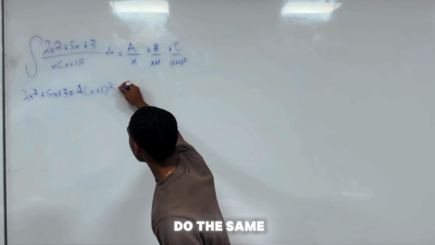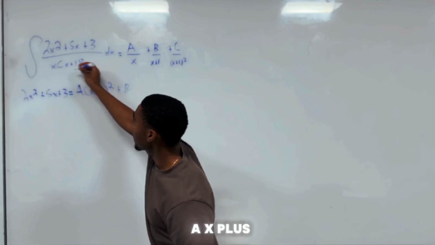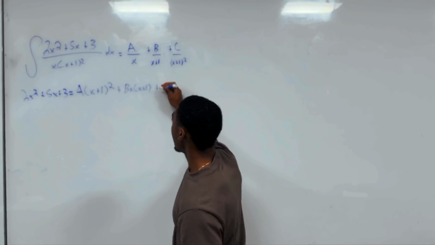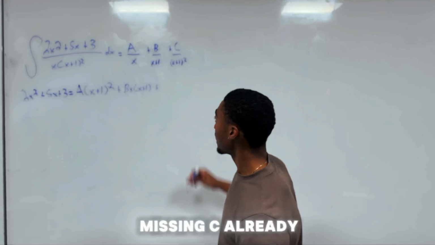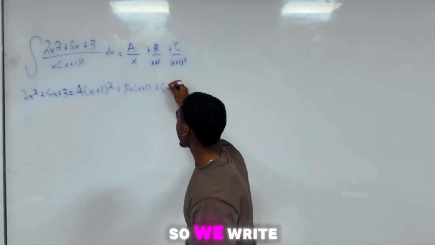Cool. Now we do the same thing for b. What's b missing? B doesn't have an x, and it's missing a x plus 1, so we write b times x and x plus 1. Cool. Finally, we do c, and what's c missing? C already has the x plus 1 to the second power, so c is just missing this little guy right here, x, so we write x.